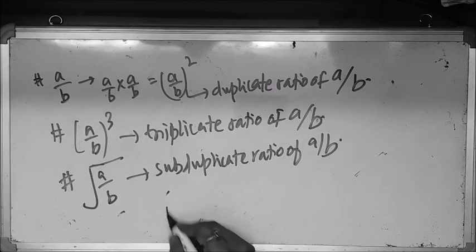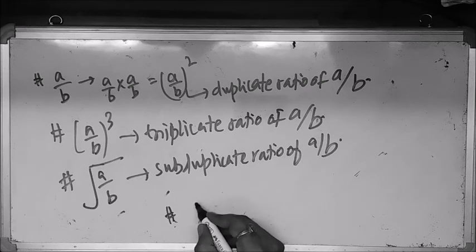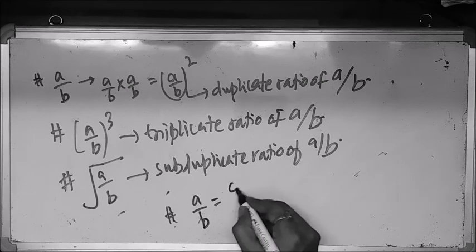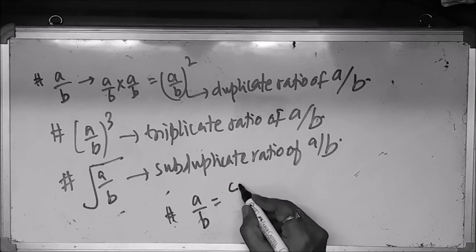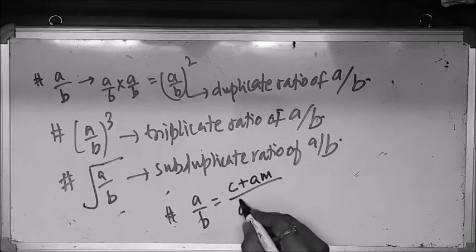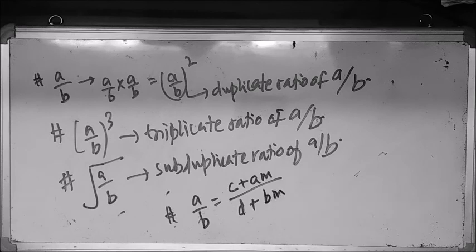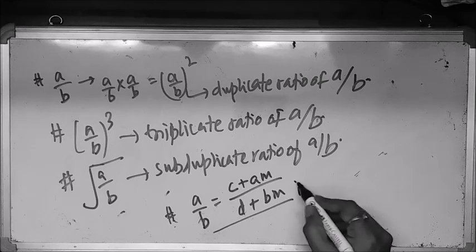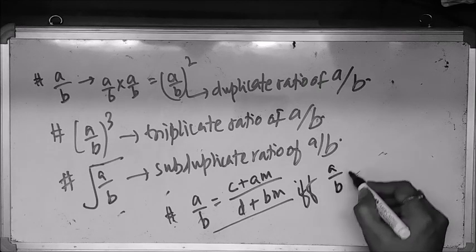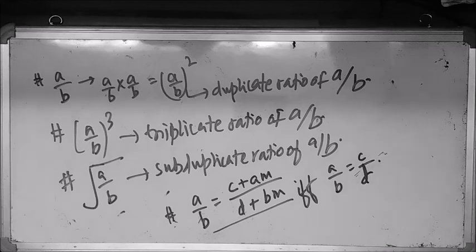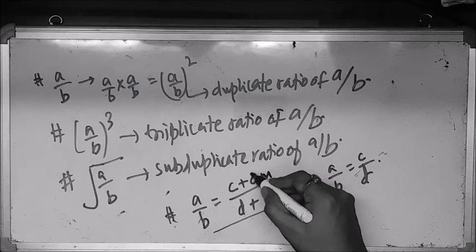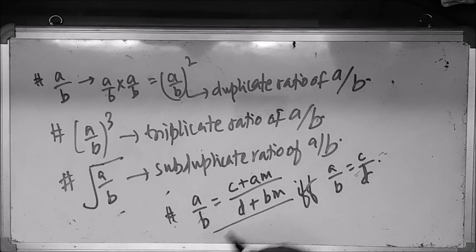Now there is another property which you should know, that A by B is equals to C plus AM divided by D plus BM. Now this can only happen if and only if A by B is equals to C by D. So this is very important, that A by B will be equals to C by D plus some multiple of the same ratio only if A by B is equals to C by D.